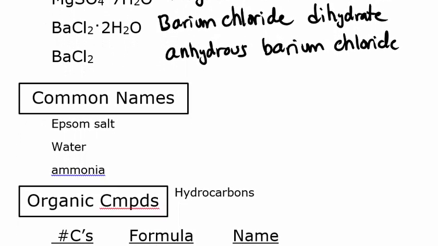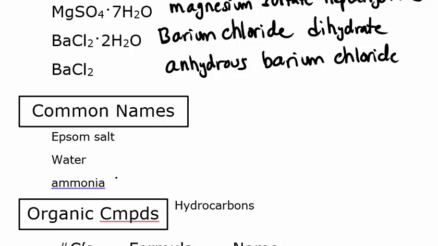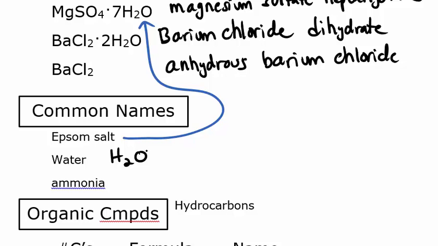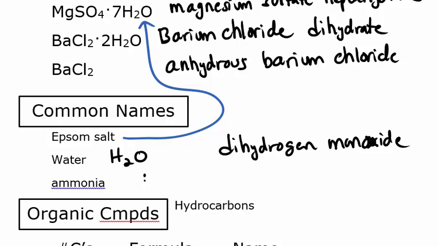All right, we also use a lot of common names for things, okay? Epsom salt, water, ammonia. Those are not systematic names in any way. They're common names. In fact, Epsom salt is magnesium sulfate heptahydrate. So that's the common name for it. We say Epsom salt sometimes. Water, okay, you know the formula for water. H2O, that's a common name. You should be able to write what the systematic name is for that. Okay, the system would be that you use dihydrogen monoxide. All right, and ammonia, NH3. I'll leave that one to you to name.